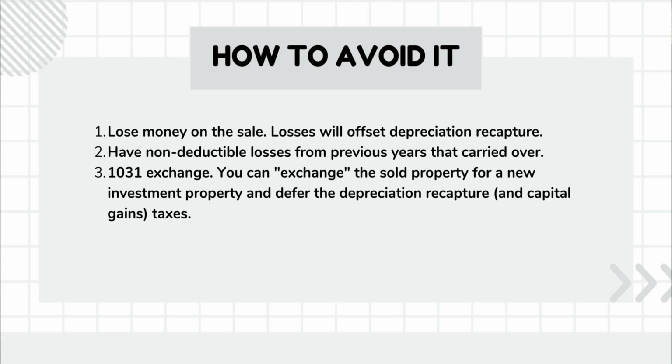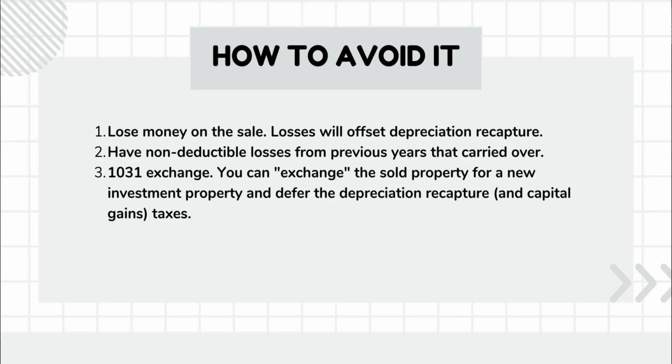So let's say you bought that property for $500,000. Let's just say you never did anything to it. Your total basis was $500,000. Let's say you sold it for $350,000. So you have a loss of $150,000. That can be used to offset the $145,000 of accumulated depreciation. So in that scenario, you would not pay any depreciation recapture tax. It would all be wiped out from your loss.